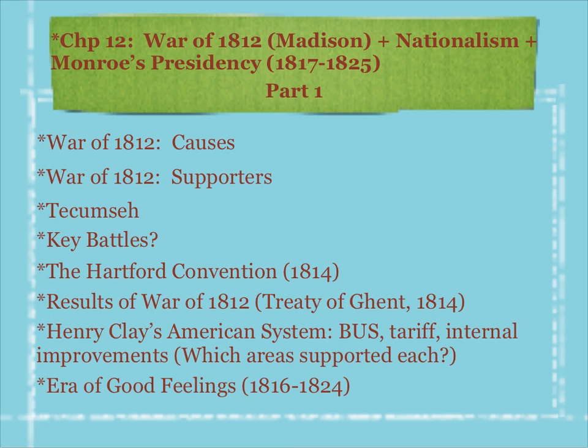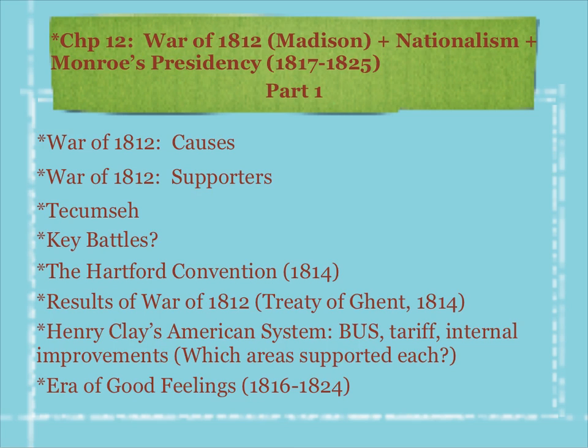So which of the three would want roads and canals? And the area maybe that you would guess is the West. The West wanted roads and canals the most, mostly so they can be connected to the eastern markets, so their goods can travel a lot easier.